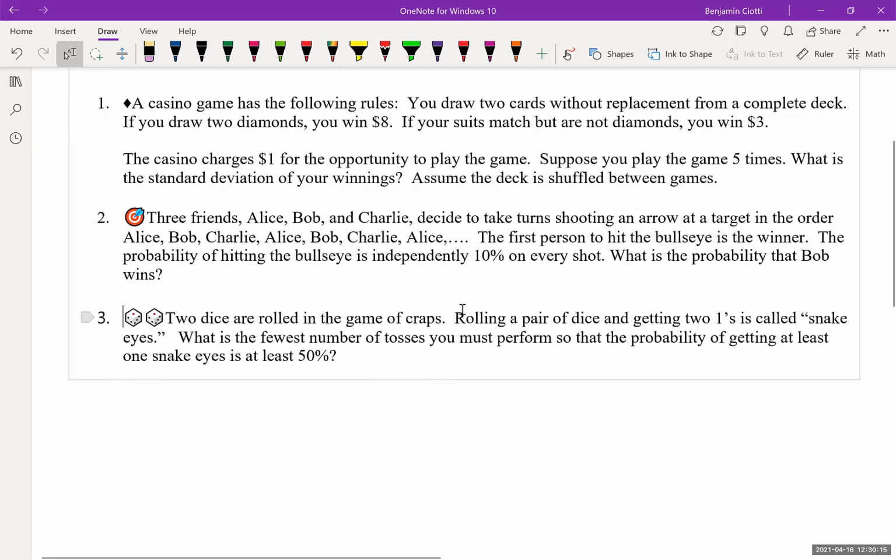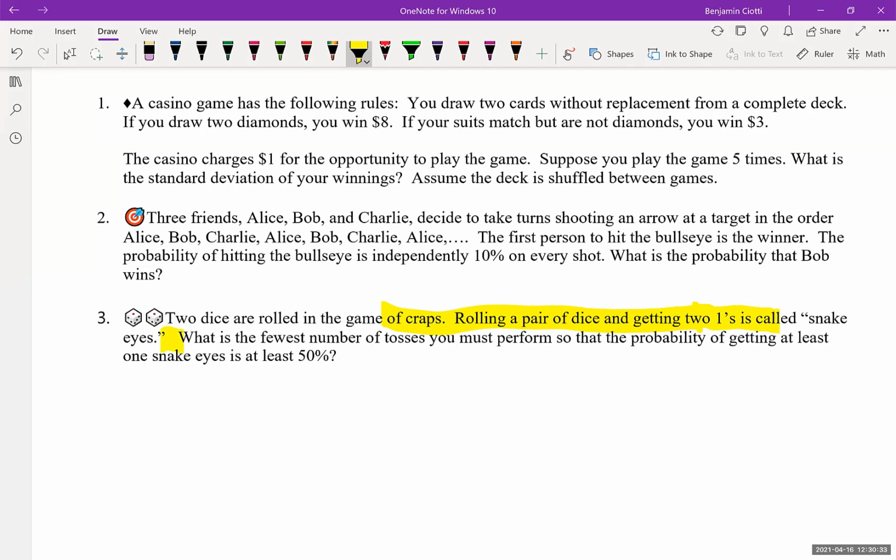Numbering system for OneNote is messed up. Okay. So 2 dice are rolled in the game of craps, and you look at the result of the 2 rolls. And it's the 2 numbers that you get that determines whether you win or not. And if you get a pair of 1s, it's called snake eyes. So what's the fewest number of tosses you have to perform so that the probability of getting at least 1 snake eyes is at least 50%.